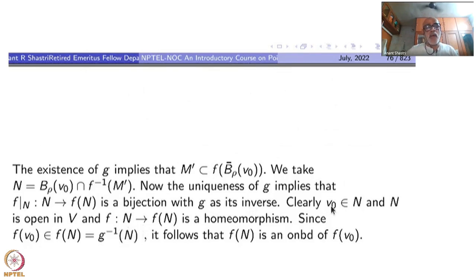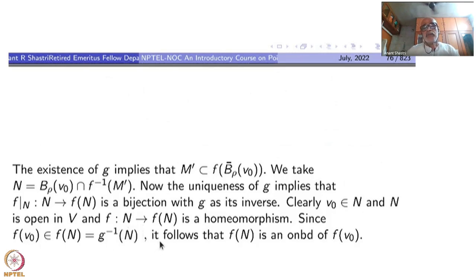So I have already told you that V naught is inside N and N is open inside V. F from N to F(N) is a homeomorphism. But why is F(N) open? F(N) happens to be just G inverse of M prime, because G composite F is identity.